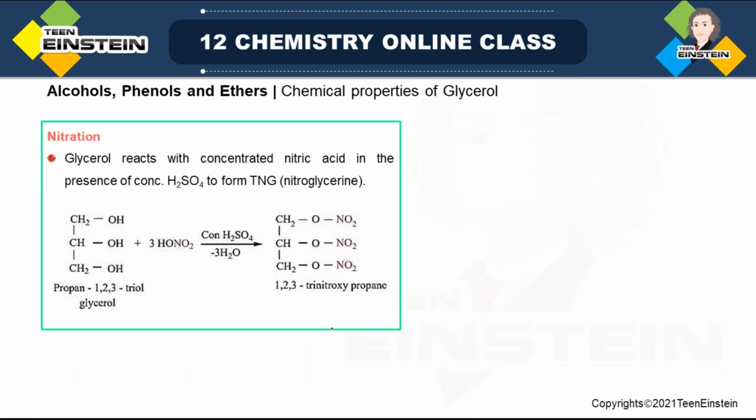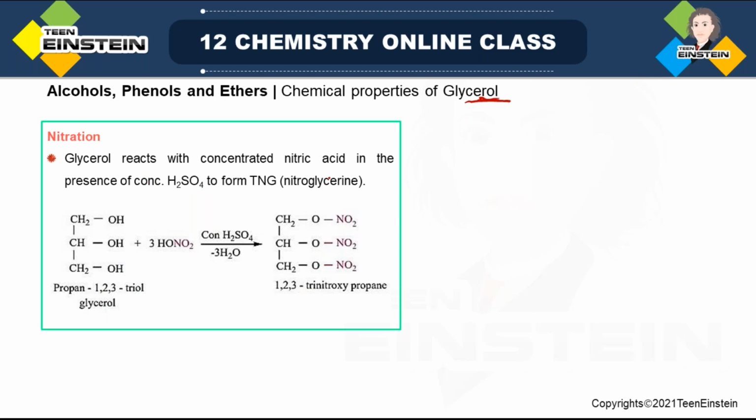Nitration of glycerol. Now we have finished the chemical properties of ethylene glycol. The next alcohol molecule is glycerol. Now this is very interesting because you have a total of 3 OH groups. In the previous one you saw 2 OH groups at 1 and 2 positions, but now there are 3 OH groups at 1, 2 and 3 positions. So this is glycerol, the simplest example of this trihydroxy type of molecule.